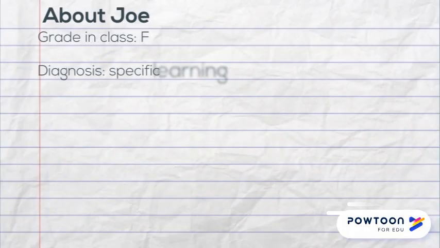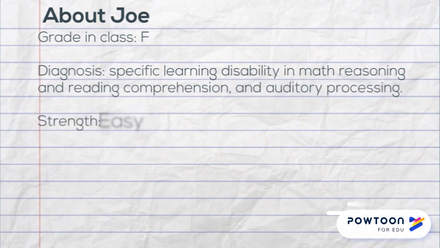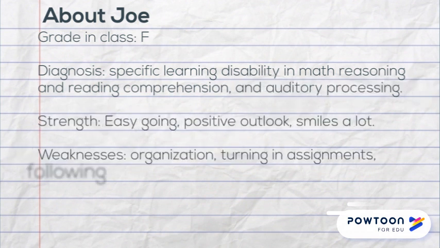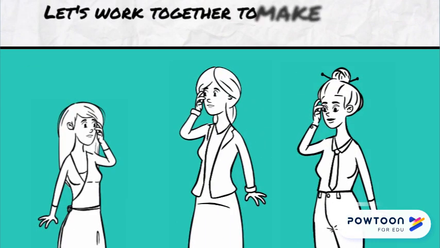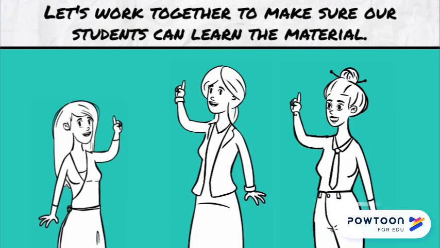Joe is very easygoing, has a positive outlook, and smiles a lot. However, he has problems with organization and turning in assignments, following directions, and focusing. Now, let's work together to make sure our students can learn the material.